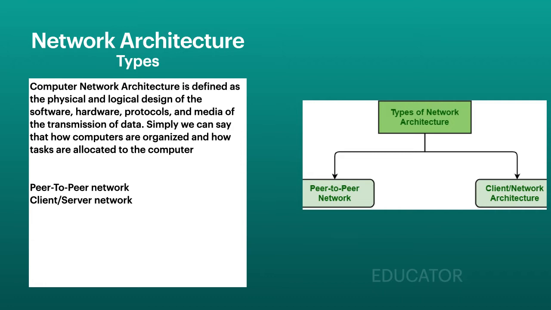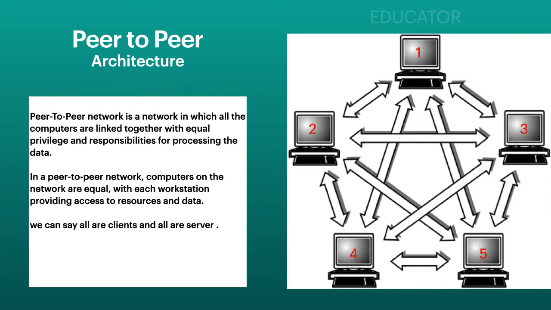There we have two kinds of architecture. Number one is peer-to-peer and number two is the client-server model. Okay, now the first architecture is peer-to-peer. Peer-to-peer means two or more computers, and they all are interconnected. A peer-to-peer network is a network in which all the computers are linked together with equal privilege and responsibility for processing the data. If we have two computers, 1 and 2, both are interconnected and we can share data from 1 to 2 and 2 to 1.